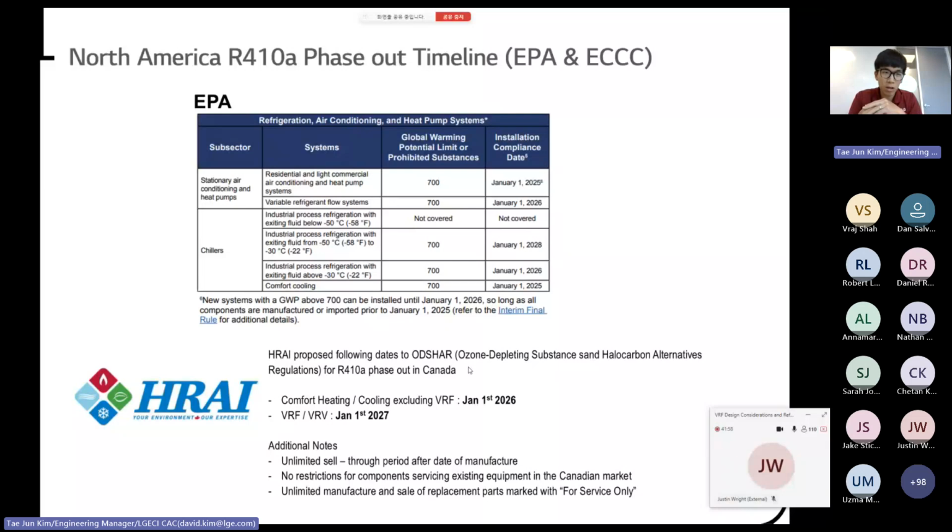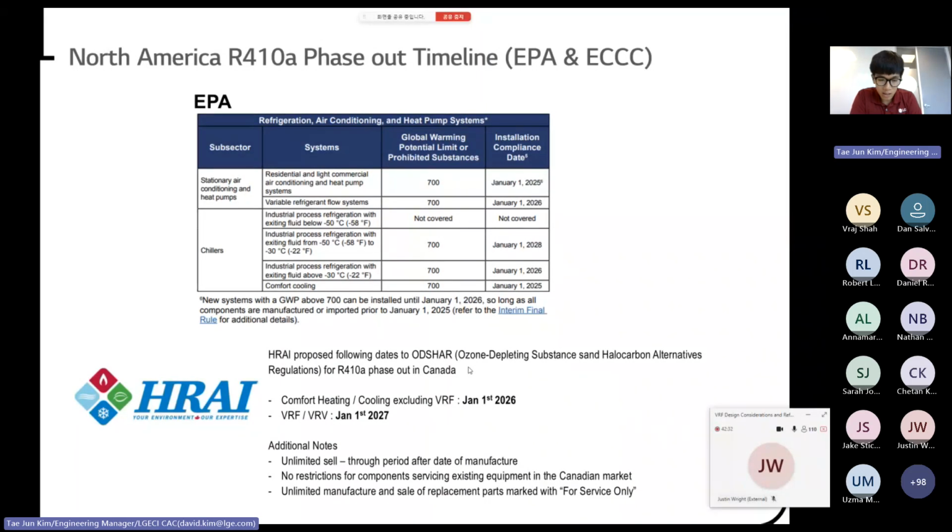Okay, so there are two refrigerants. Oh, before that, let me talk about some of the phase out periods for the R410A. Down in the US, the EPA has announced and given out the exact phase out schedule for each product category. Based on the EPA, the residential and light commercial air conditioning and heat pump systems have a GWP limit of 700, and their phase out is by January 1st, 2025. VRF is January 1st, 2026.